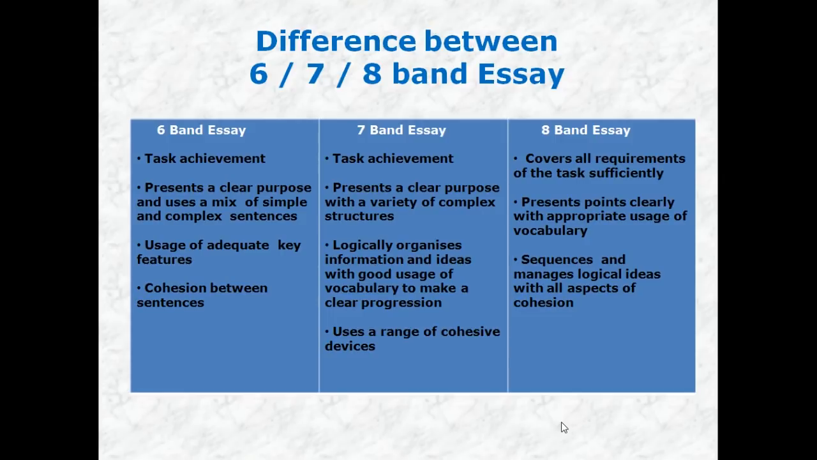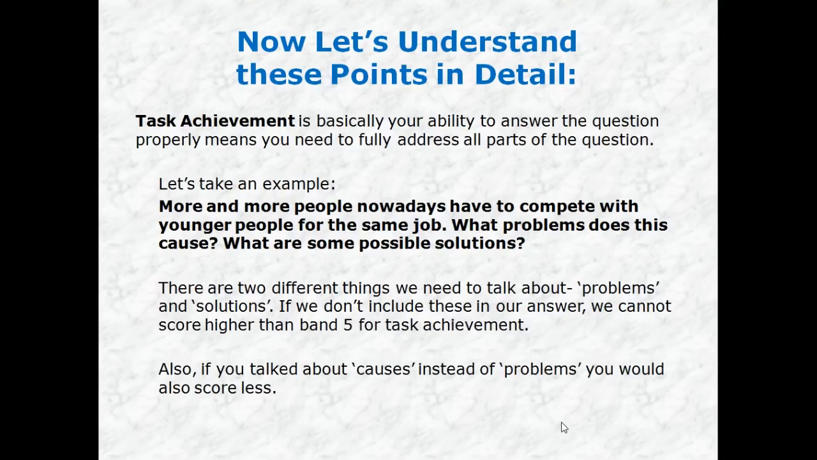That is why a person gets 6 band, not 7 band. One more important thing here: one should use a wide range of cohesive devices to fetch a good band score. Now we will understand these points in detail.